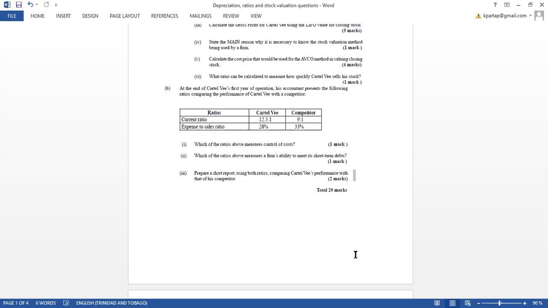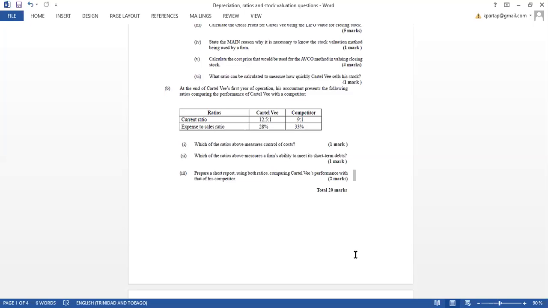And then they ask you for the ratio that measures the firm's ability to meet its short-term debt, meaning current liabilities. So which ratio deals with the current liabilities? The current ratio is current assets over current liabilities. So obviously the answer for 1 is the expense to sales ratio. The answer for 2 would be your current ratio. So again, this question did not ask you to state the formula, but in other questions, they may ask for the formula. So make sure you are familiar with the formulas.